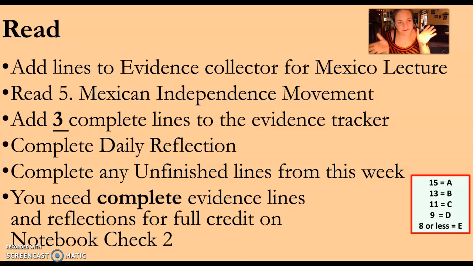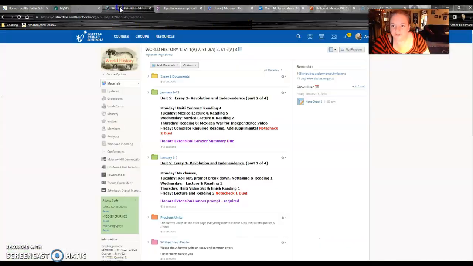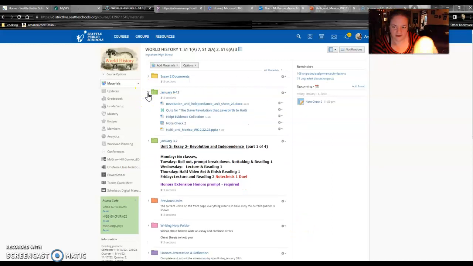Next thing I'm going to do is go through where all of these documents are again. So if you already know, you can pause, you can turn me off. If you're not quite sure where to find the Mexico documents, follow me. So I pop right on over to the Schoology page. Here's this week's folder. In it is where you have everything that you'll turn in, etc. And a short quiz on the slave revolution that gave birth to Haiti, which is the document you read yesterday.